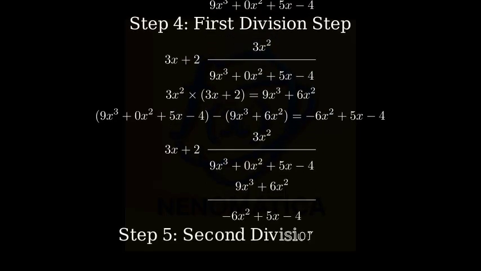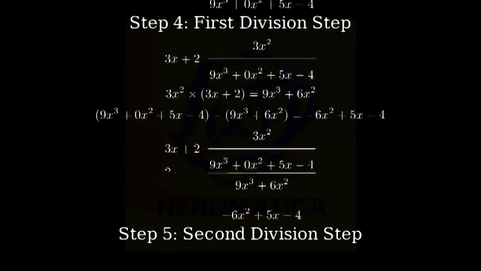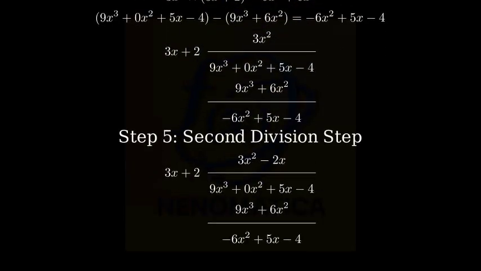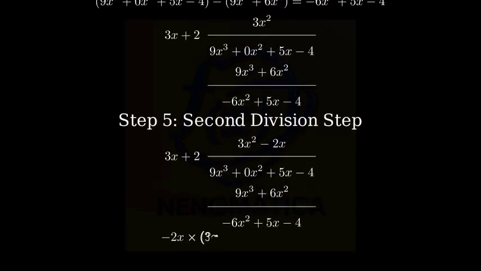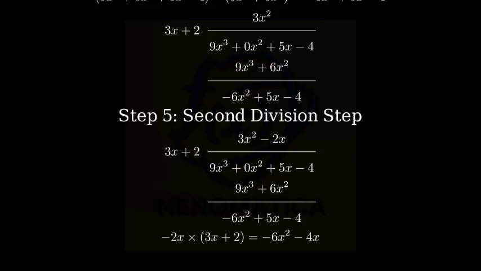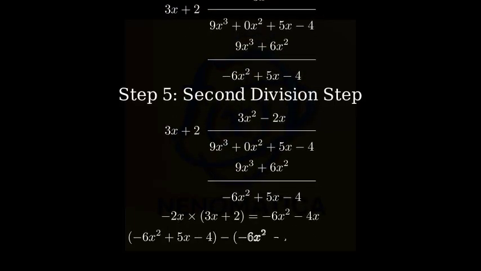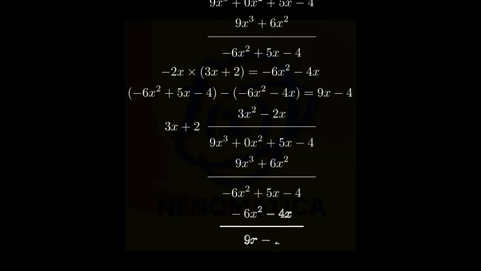Step 5. We continue the process with our new dividend. We divide the leading term negative 6x squared by the leading term of the divisor 3x to get negative 2x. This is our second quotient term. Next, we multiply the divisor by negative 2x. Negative 2x times 3x plus 2 equals negative 6x squared minus 4x. Subtracting this from our current dividend, negative 6x squared plus 5x minus 4 minus negative 6x squared minus 4x equals 9x minus 4. This becomes our new dividend for the next step.